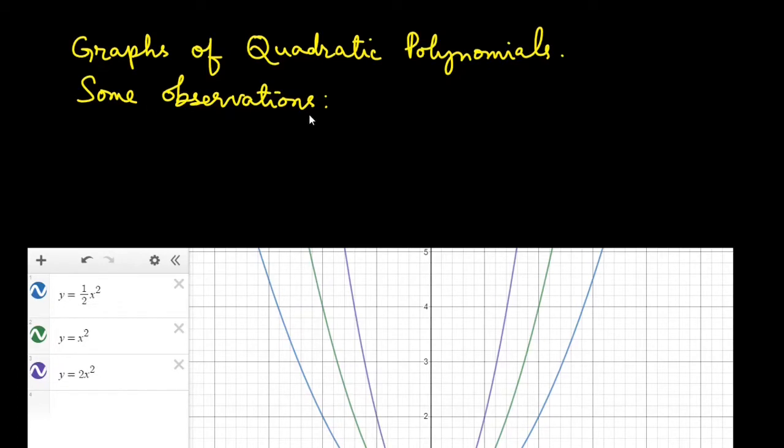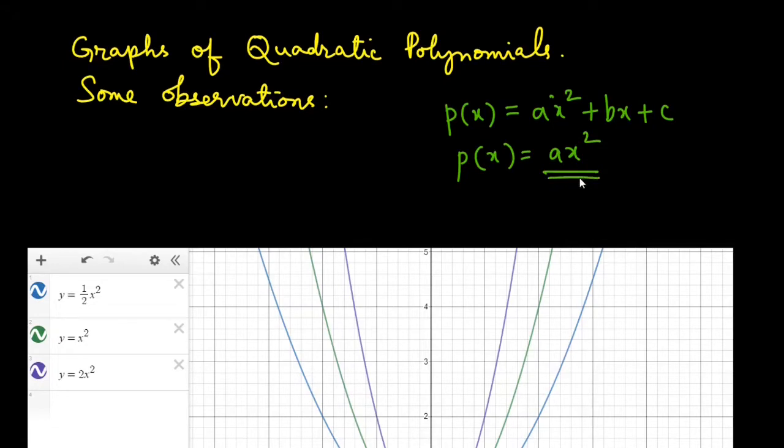First, let us observe this graph. The general form of a quadratic polynomial is p of x is equal to ax square plus bx plus c. Suppose we have p of x is equal to ax square only. This is also a quadratic polynomial. So here we have some examples and graphs are also drawn here.